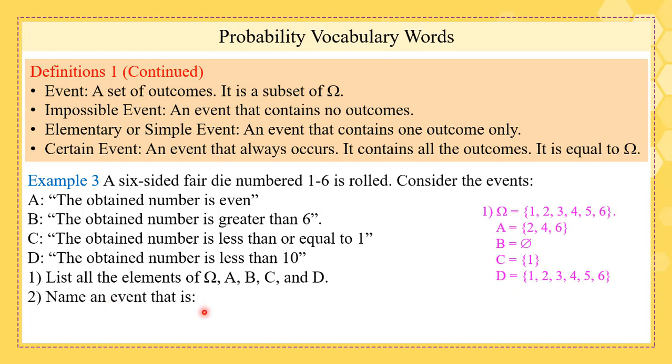Now name an event that is elementary. Which event is elementary? An elementary event is an event that contains only one outcome or one element. This would be the elementary event, which is C. Then an impossible event, it's an event that contains no outcomes, so it would be B. And a certain event, it's an event that contains all the outcomes, so it would be D.